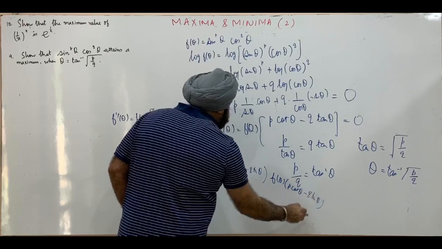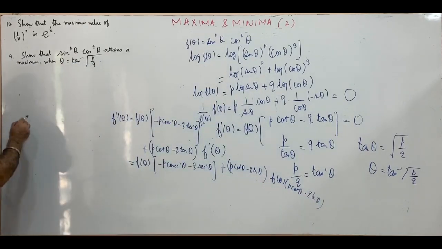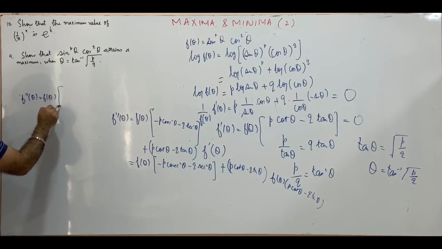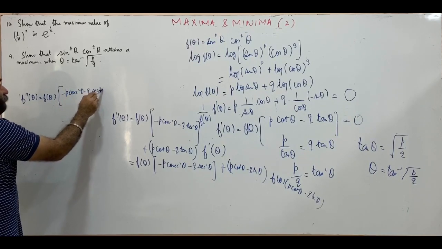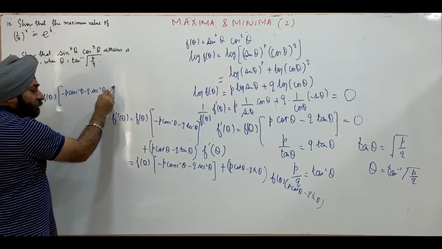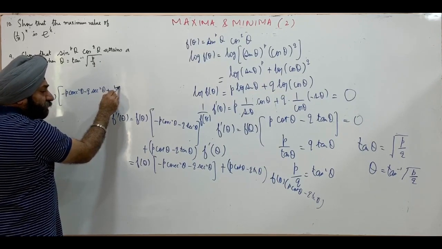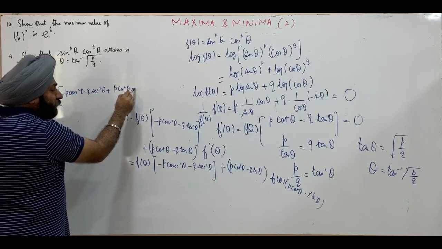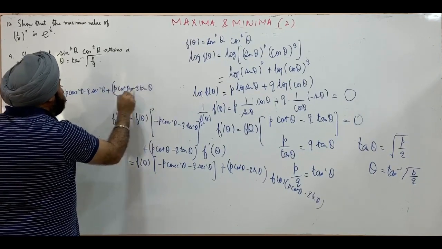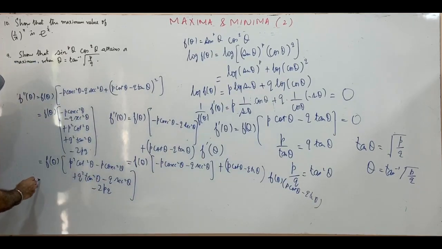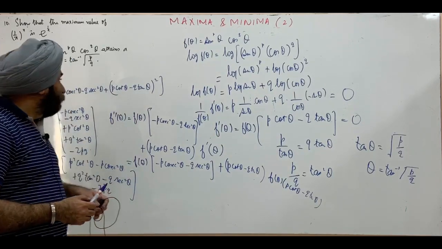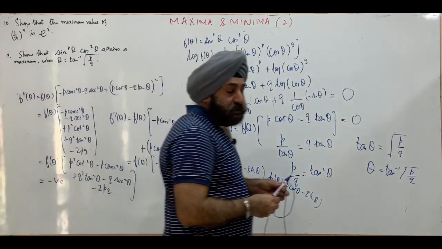We can take f of theta common. f double dash theta will be f of theta common, minus P cosecant square theta minus Q secant square theta, and plus P cot theta minus Q tan theta square. Tan square theta is P by Q and cot square theta will be Q by P. So this will be a negative sign. Negative sign of the second order derivative confirms maximum.